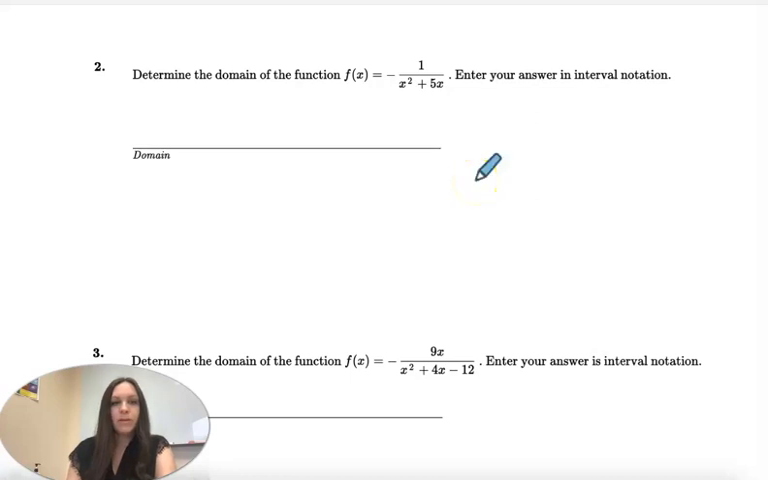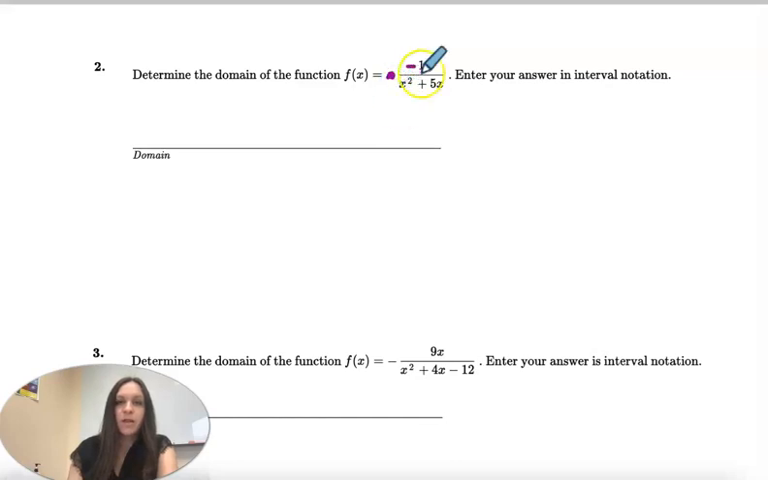Number 2, we want to find the domain of this function in interval notation. So it's a negative function. You can put the negative with the numerator or the denominator. I'm going to put it up here so we can forget about it. And then remember, to find the domain, we take the denominator and we set it equal to 0.